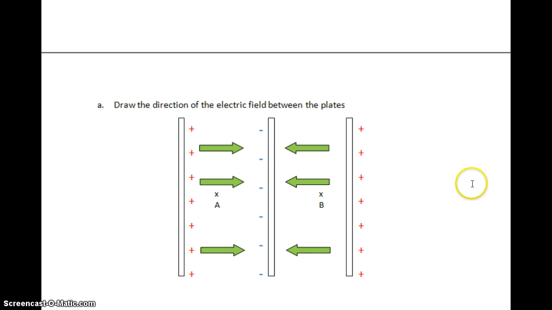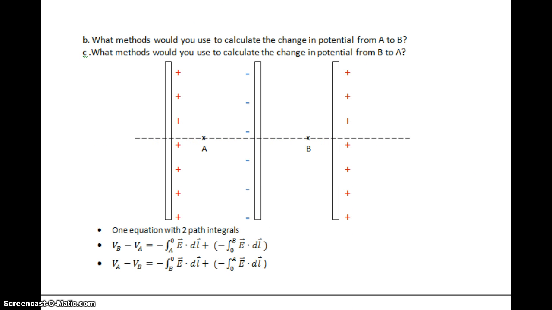negative x direction. Next, we're asked, what methods would you use to calculate the change in potential from A to B and from B to A? First, we must understand that the change in potential is the negative integral of the dot product of the electric field and the change in the distance.